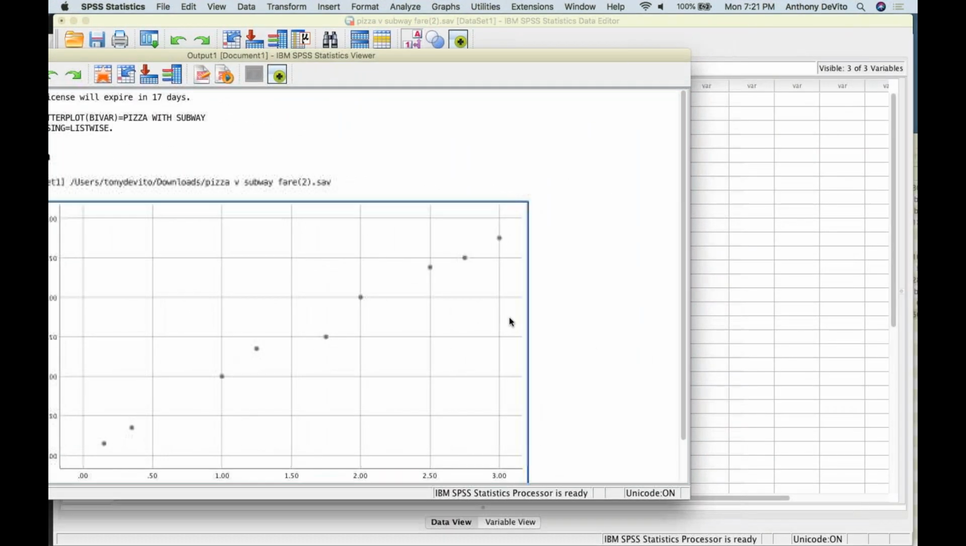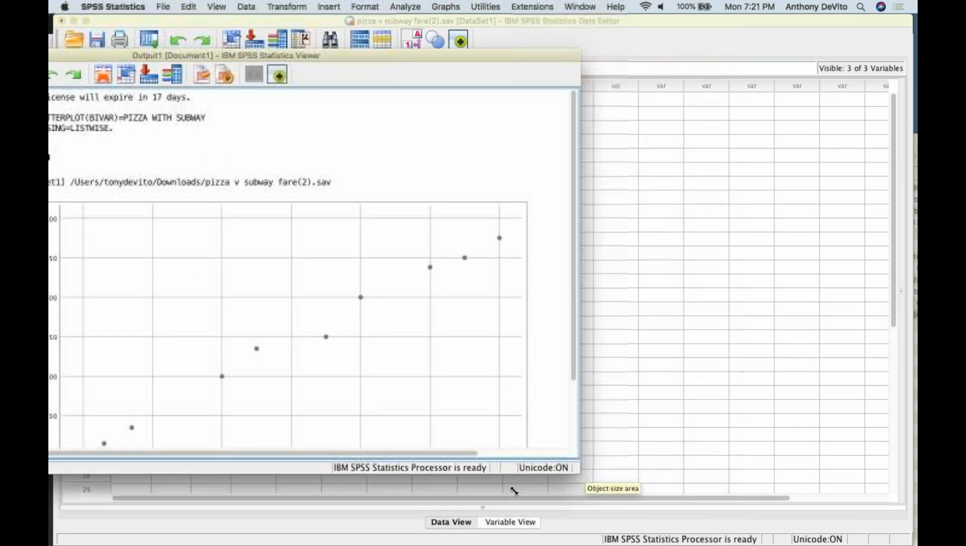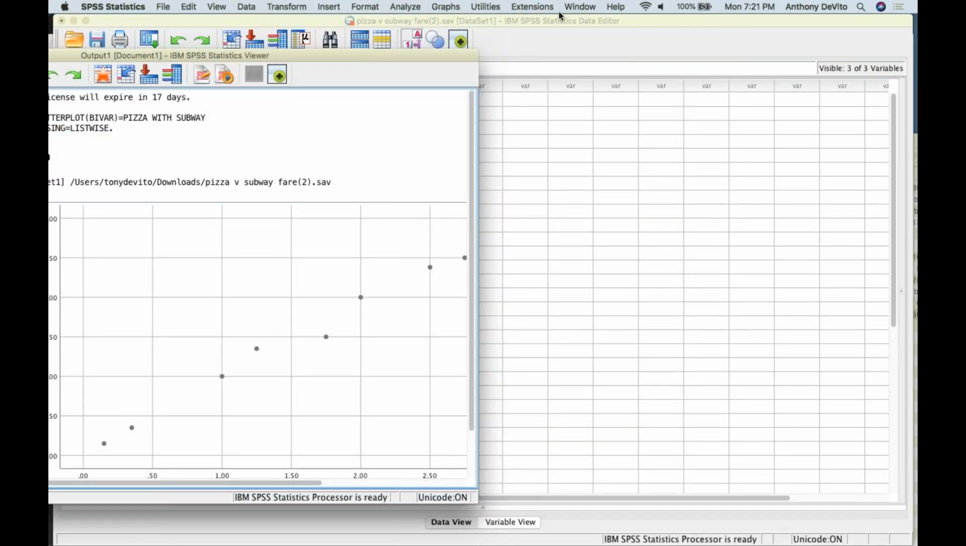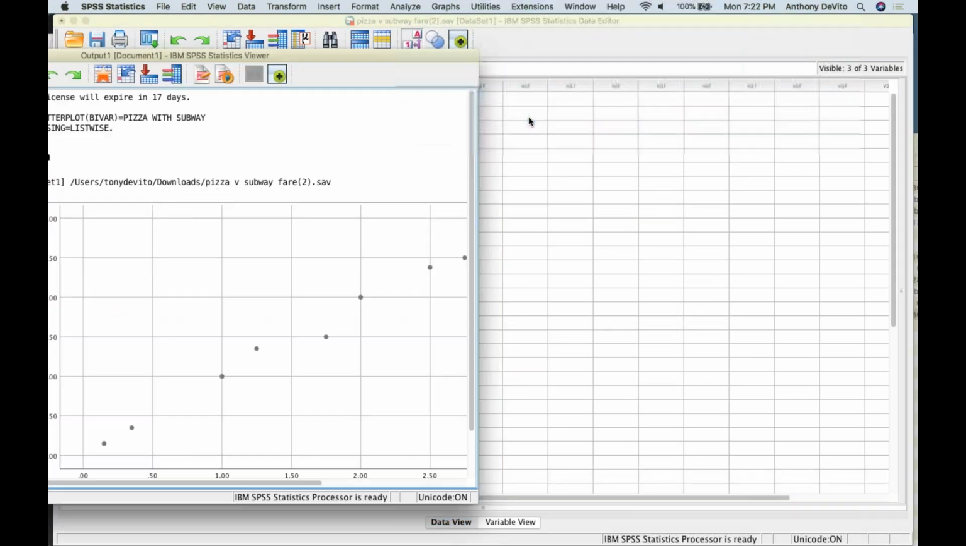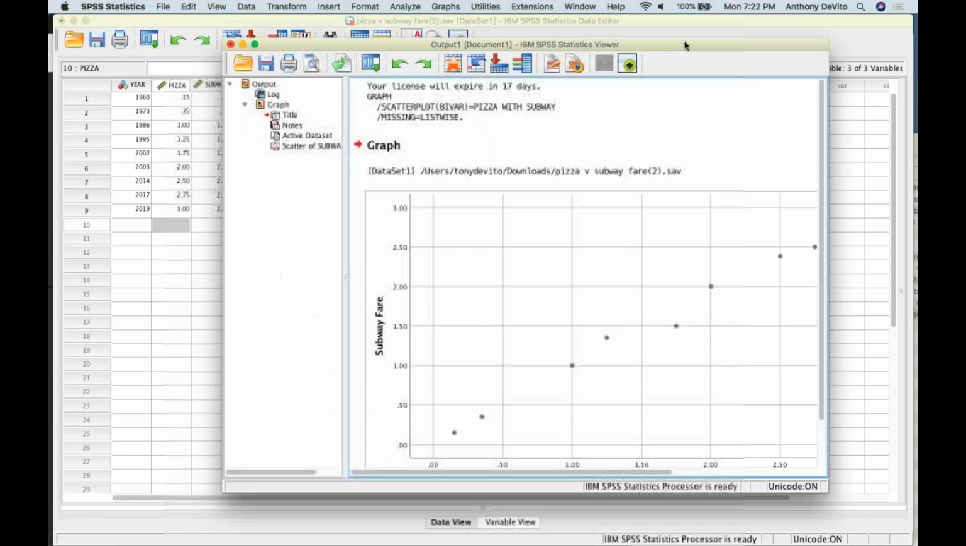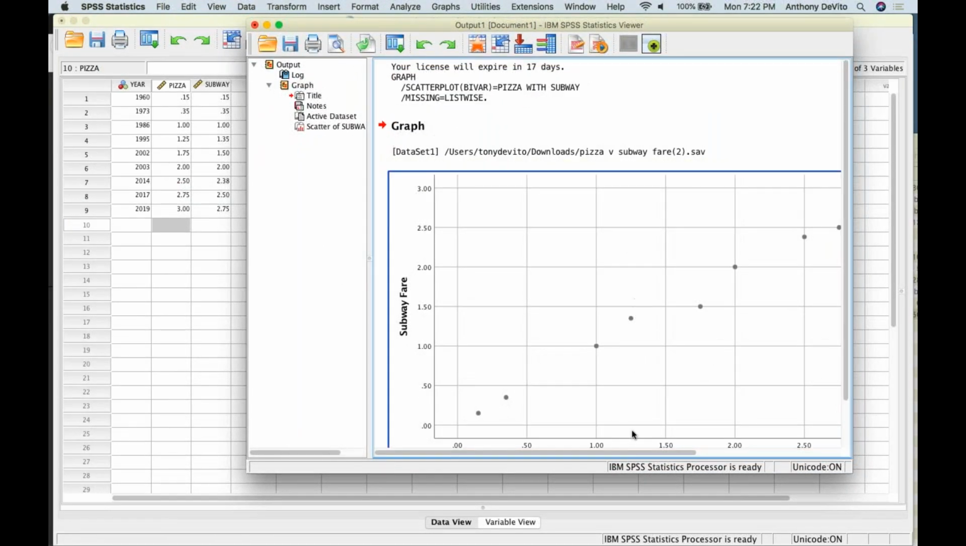Well, that's a pretty dramatic graph, right? What does that graph tell you? Right, so what do these dots represent? Well, this dot represents when pizza cost $1.35, it looks like, and the Subway fare was, I don't know, $1.40 or something like that. So actually, I guess it's $1.35 and $1.25. So that's probably 1995 that this dot represents.